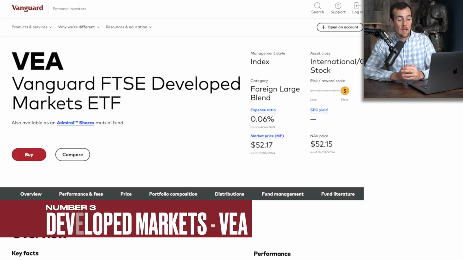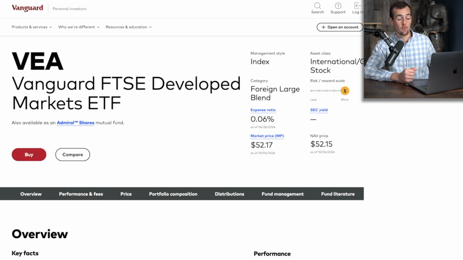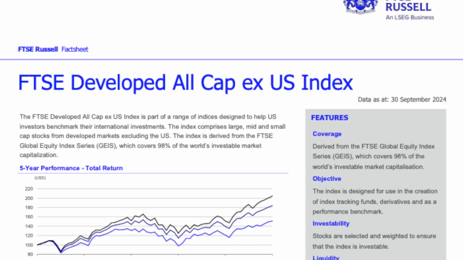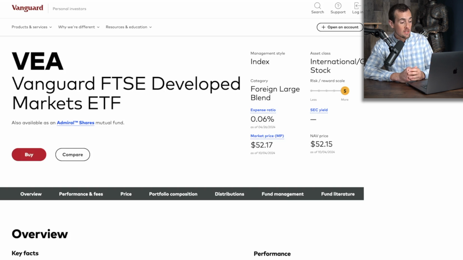Up next on our list, we have VEA, which is the Vanguard FTSE Developed Markets ETF. And this ETF tracks the performance of the FTSE Developed All Cap ex-US Index. This index represents about 3,700 small to large sized companies across 24 developed global markets, excluding the United States. So this ETF would be for those who are looking to diversify a portion of their portfolio outside of the US equities market and keeping their money in developed nations.